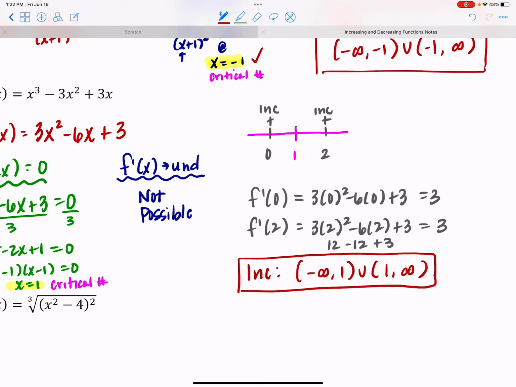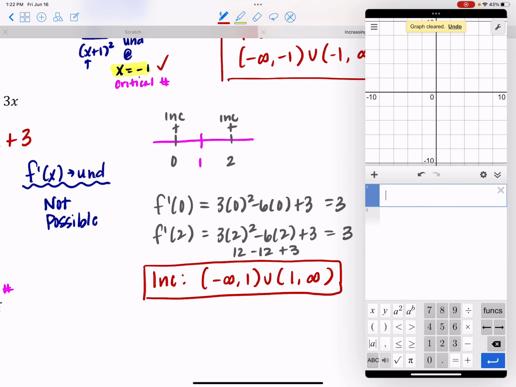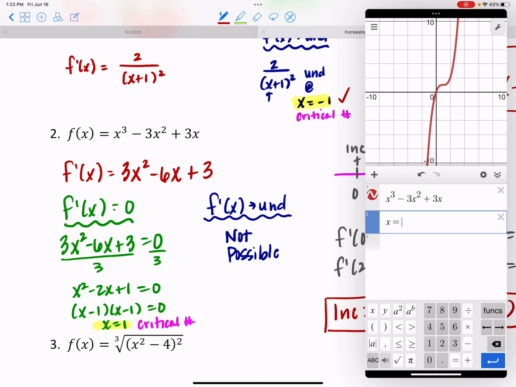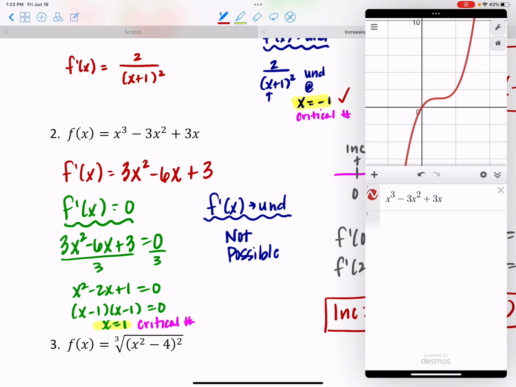So let's go ahead and confirm with the graph of our original function. That's what we're trying to find the behavior of. We're just using the derivative to do it. So x to the third minus 3x squared plus 3x is a cubic function that looks like this. And let's put x equals 1 in here. That's the place we're looking. Yeah, we have an inflection point happening there. We're changing concavity, and that's something we're going to talk about later if you have no idea what I just said.